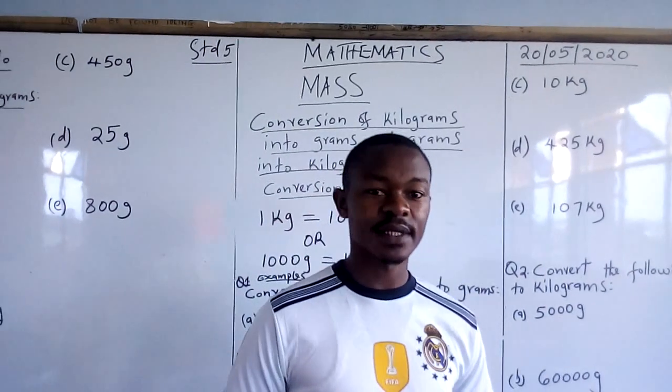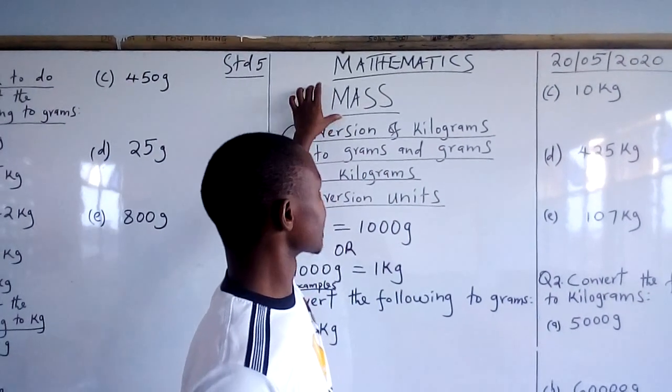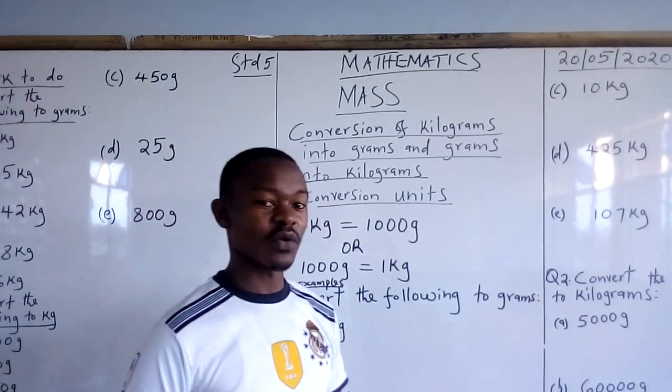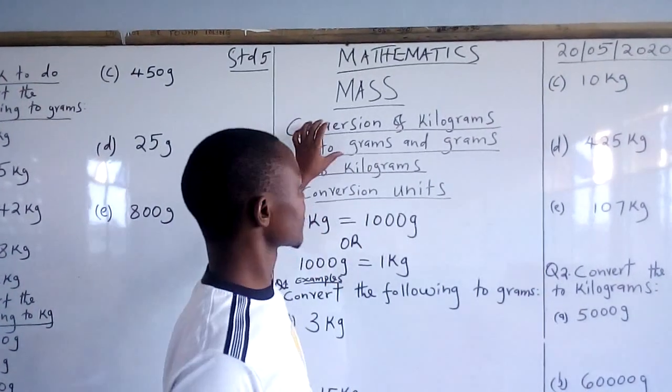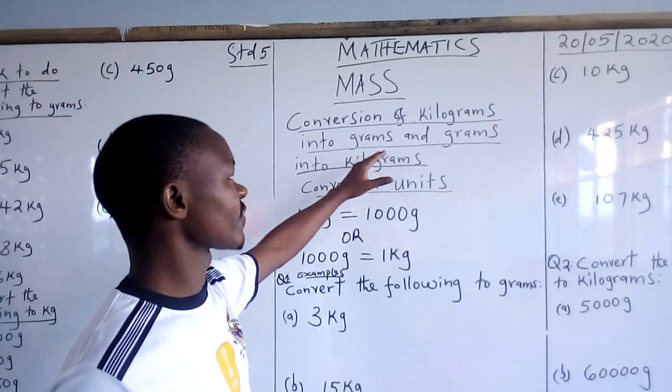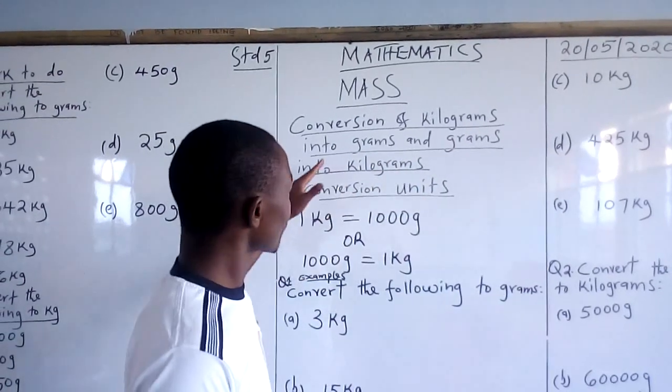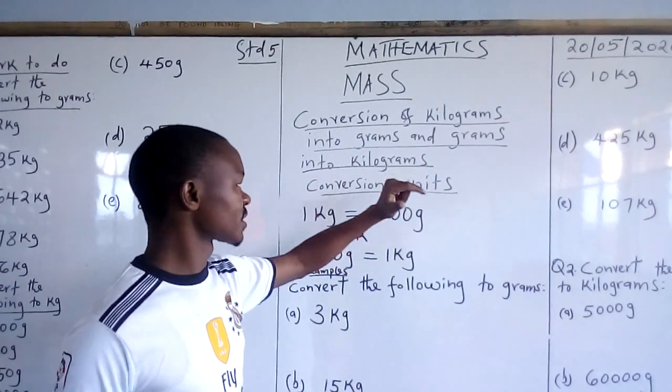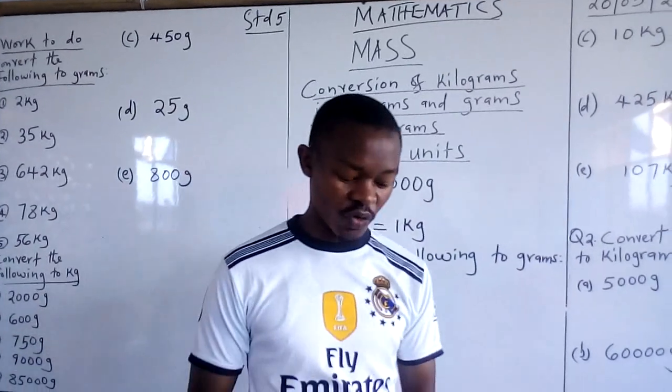To our today's lesson, that is mass. We want to see how we can convert kilograms into grams, and vice versa, that is grams back into kilograms. Now, first of all, we have to know the conversion units.